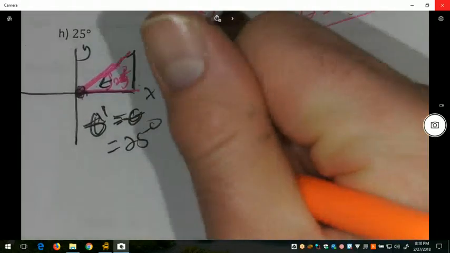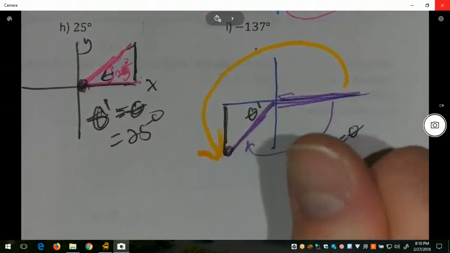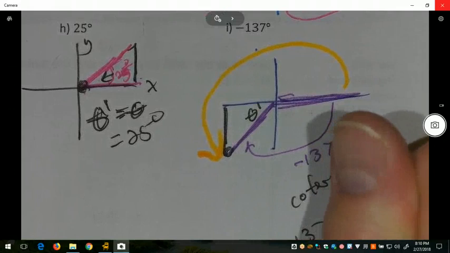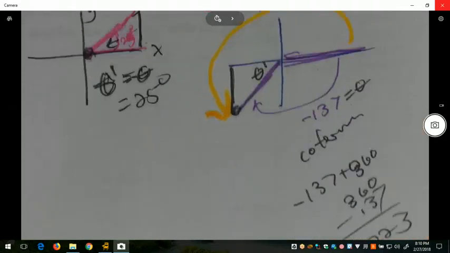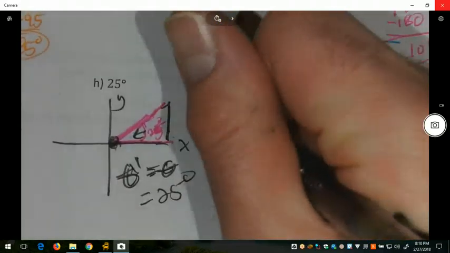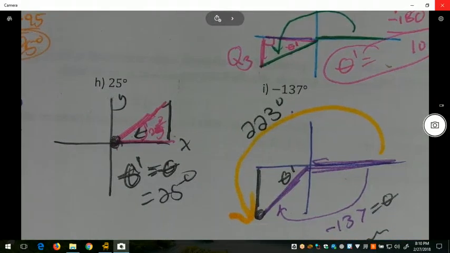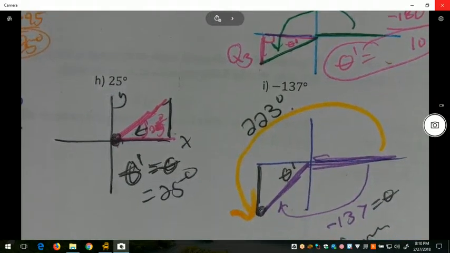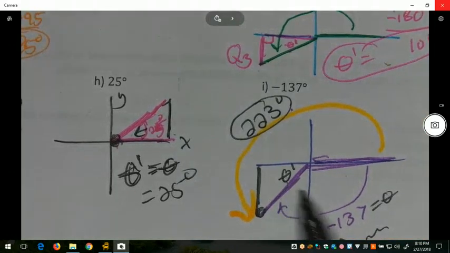To get there, in the positive direction, if I have negative 137 plus 360, or I could just do 360 minus 137, I'm going to get 223 degrees. So a coterminal is 223 degrees. Well, that's not acute, so it can't possibly be that angle right there. But now that I've found the coterminal angle, I just have to think, how is that related to this?